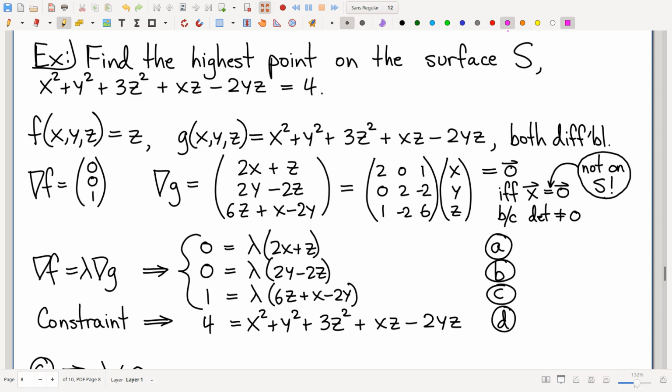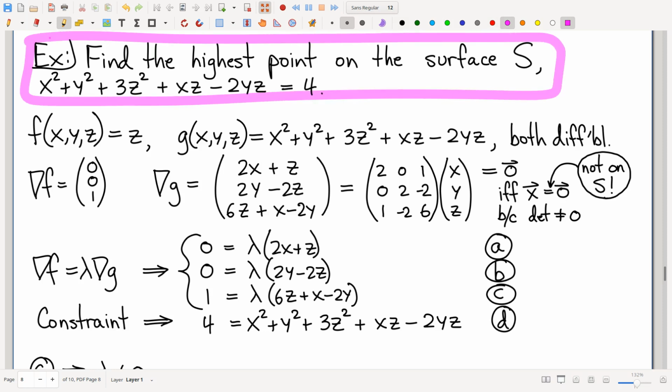Here is our optimization problem. We want the highest point. That means we want to maximize height. We want to maximize z. So z is our objective function. Is that cool? Okay.